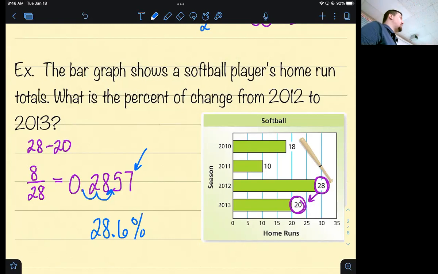We call this rounding to the nearest 1/10 of a percent. 1/10 of a percent means the nearest 10th, which is 1 decimal place, after you've already made it a percent. So her home run total decreased by 28.6%. Questions on that? Subtract, divide, and slide. Okay, maybe round. You could add that. Sometimes you have to round.